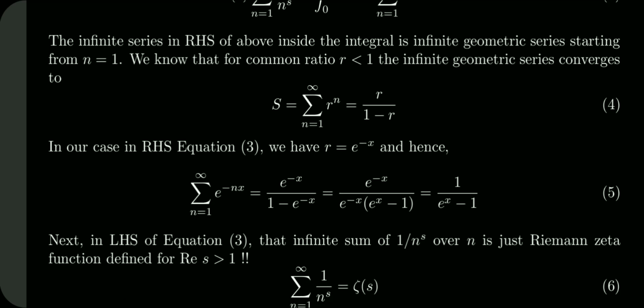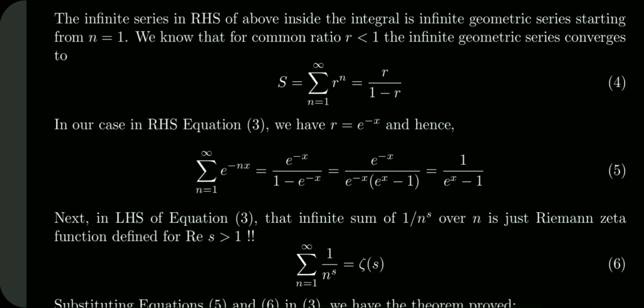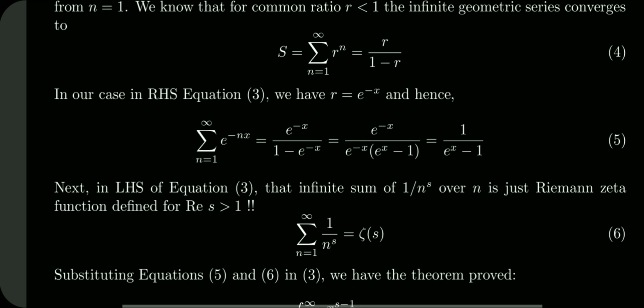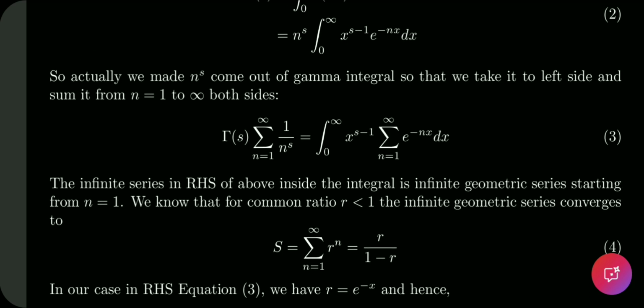Now, next, in the LHS of equation 3, that infinite sum of 1 over n to the s, with n going from 1 to infinity, is just the Riemann zeta function defined for real part of s greater than 1. That's the reason we have put t is equal to nx in the gamma integral, so that we can sum it and get on the LHS the product of the gamma function and the Riemann zeta function.